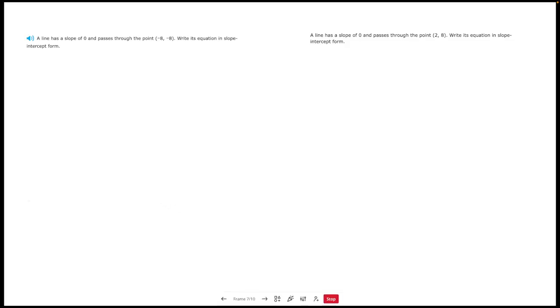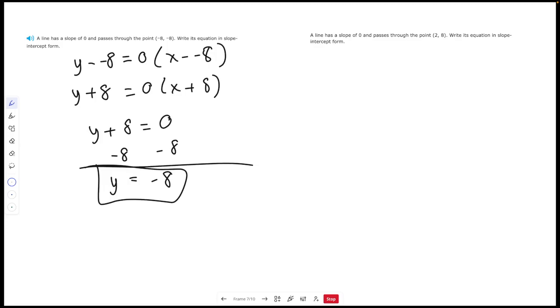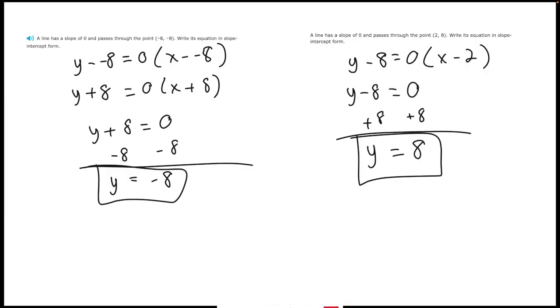Okay, now that you've had time to work these problems, let's check your solutions. For the first problem, here is the work. You should have ended up with y equals -8. And for the second problem, here's the work, and you should have ended up with y equals 8, positive 8.